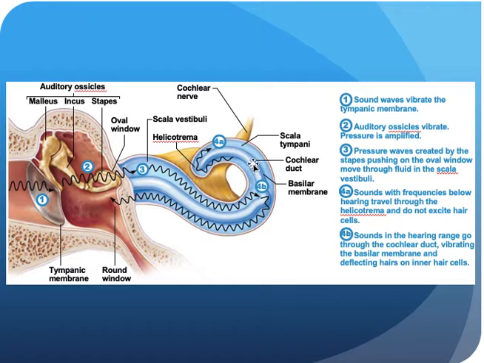Okay, so here is a picture of our scala vestibuli. Then we have the cochlear duct here, and on the other side you have the scala tympani. So we're vibrating the tympanic membrane, moving the bones, pushing this fluid through these chambers. And if it's the proper frequency, it's going to pass through the cochlear duct, stimulate those hairs, and then we're going to be able to hear things.